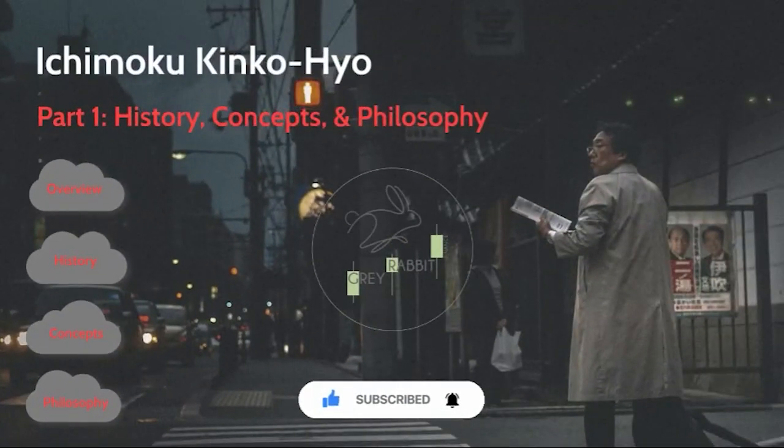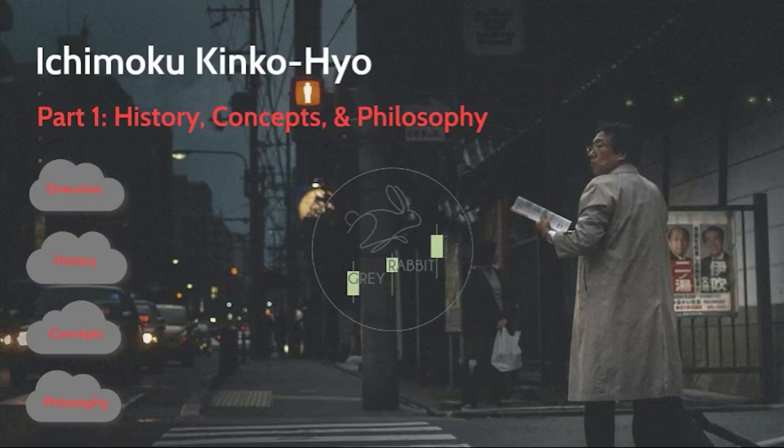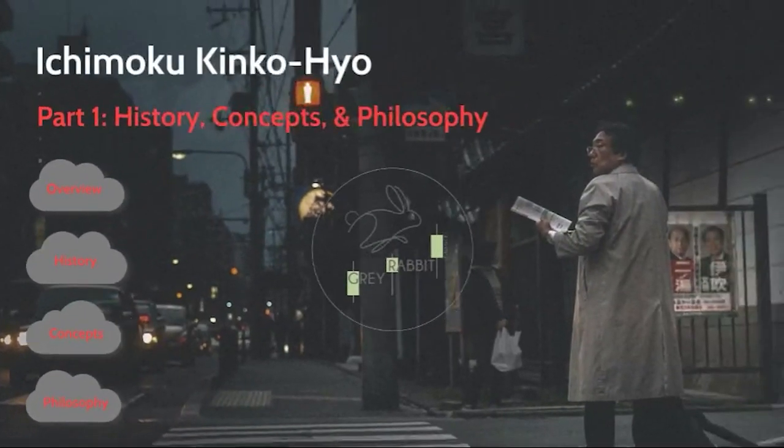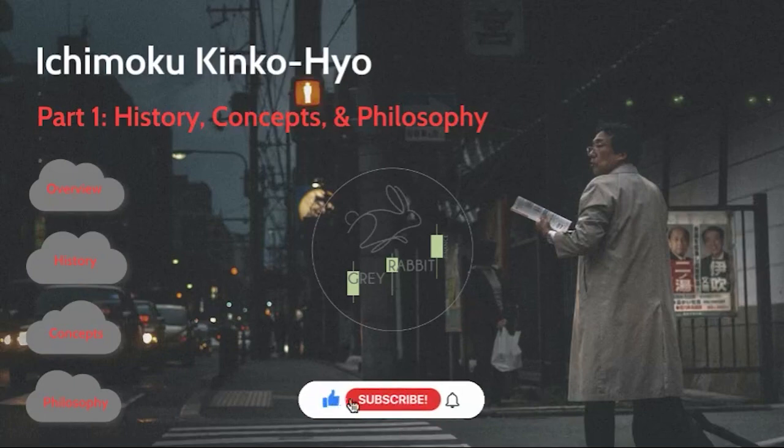Now let's take a look at the major concepts of the Ichimoku Kinko Hyo system. The major themes of his books include theories on the Ichimoku 5 lines, along with complementary theories such as time theory, wave theory, target price theory, and Kihon Suchi numbers. These theories, combined with his mental philosophies and psychology on the markets, form a cohesive system, which is what we can attribute his great legacy and success in the markets. I will be covering those topics in further detail in the rest of this series. So stay tuned for that, guys.